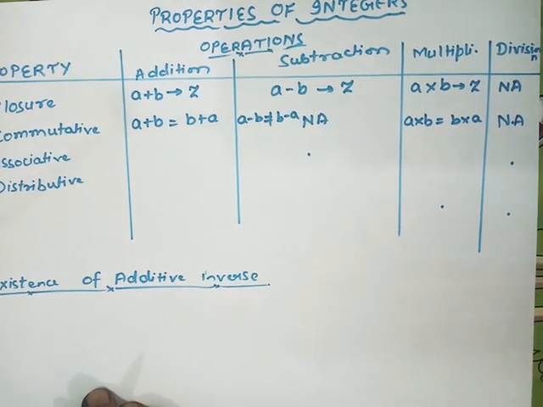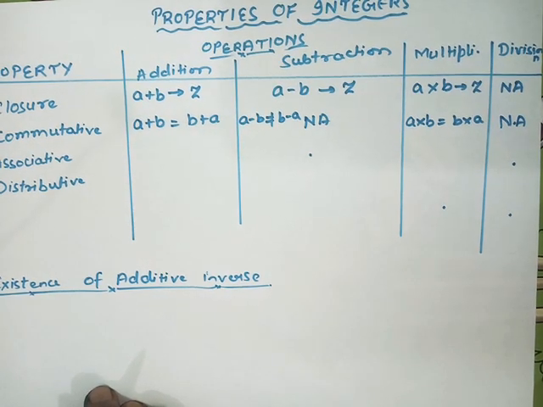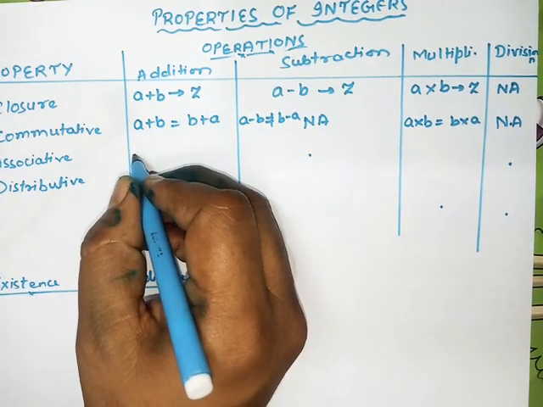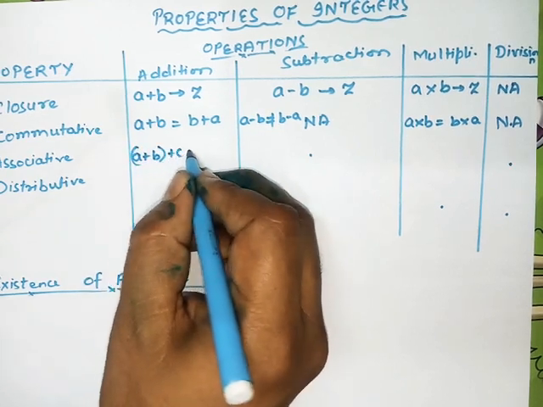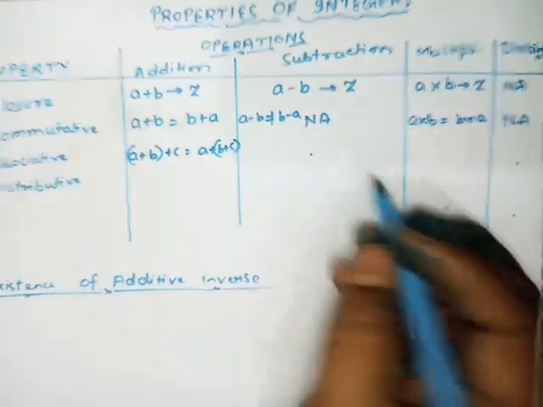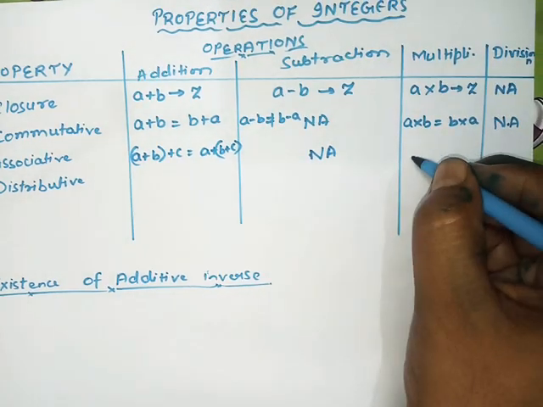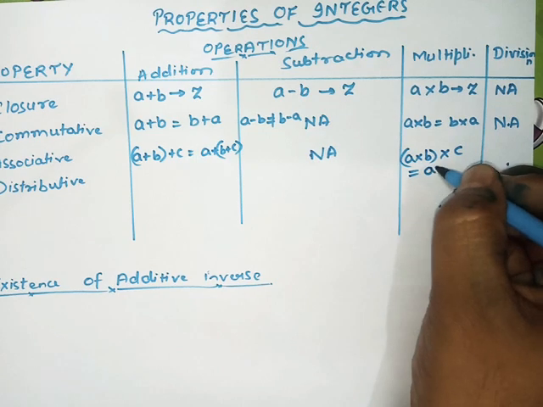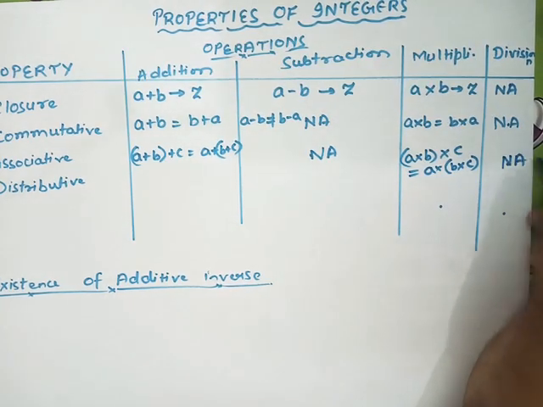Next comes the associative property. Associative property means if a, b, c are three integers, then we can change the grouping of addition of integers, like a plus b plus c will be equal to a plus b plus c with different grouping, and it is not applicable in subtraction. And in case of multiplication we can say that a multiplied by b multiplied by c will be equal to a multiplied by b multiplied by c with different grouping, and in case of division it is not applicable.